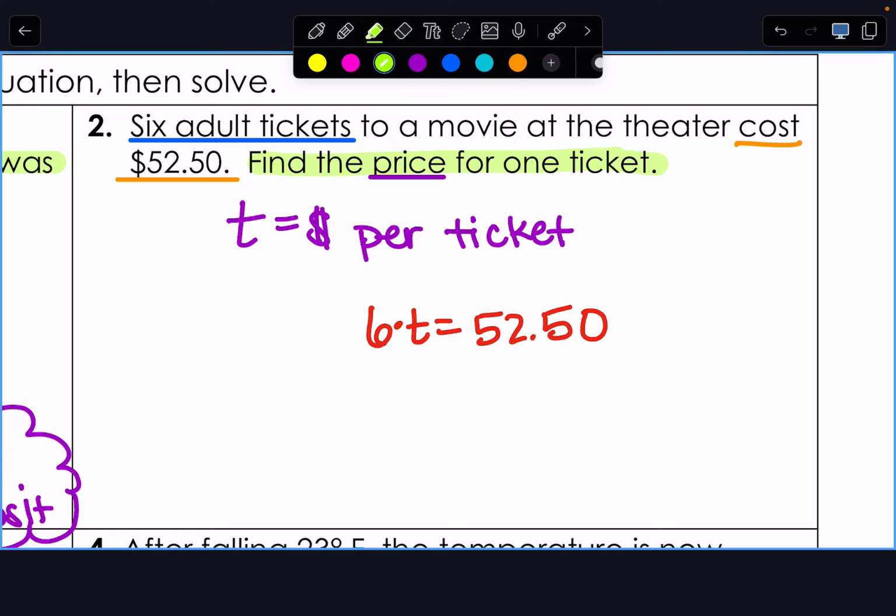Okay, so this is important that we write this equation. Now, let's solve it. What are we going to do to solve it? We need to undo the multiplication by dividing by 6.